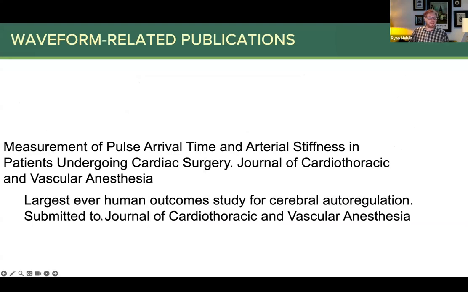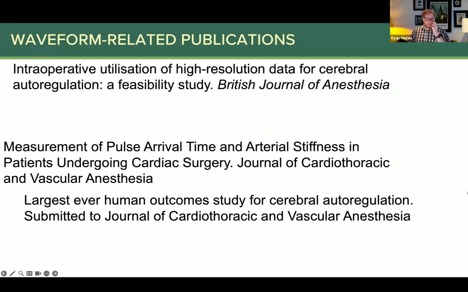And from that, we think we can estimate things like how stiff your vascular system is, maybe a sign of vascular age. We just submitted the largest ever human outcome study for what's called cerebral autoregulation. This is if your brain is getting enough oxygen, essentially, during surgery, and how we measure that for each individual patient and how the values related to that might change for each individual patient moment to moment. So this is a highly personalized medicine idea. One of our flagship publications that we're proud of is we established a pipeline for doing this kind of project, and that was published in the British Journal of Anesthesia.